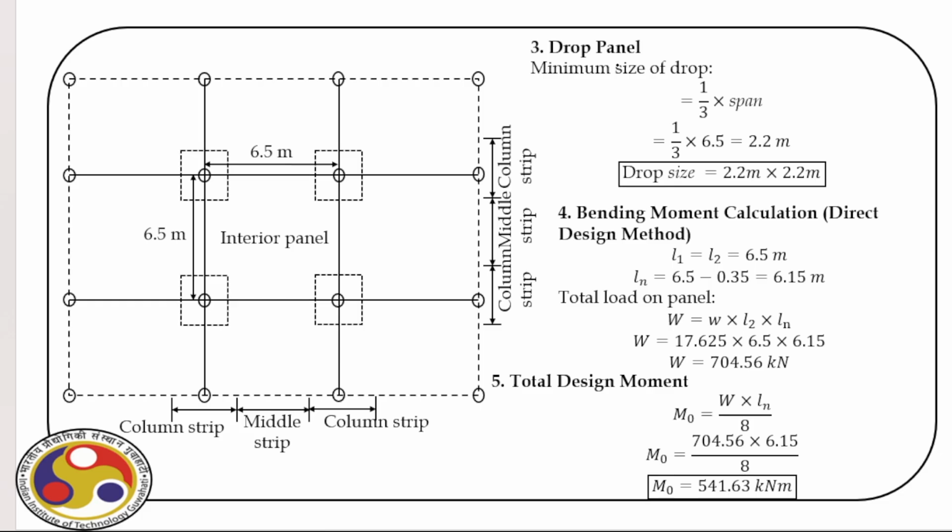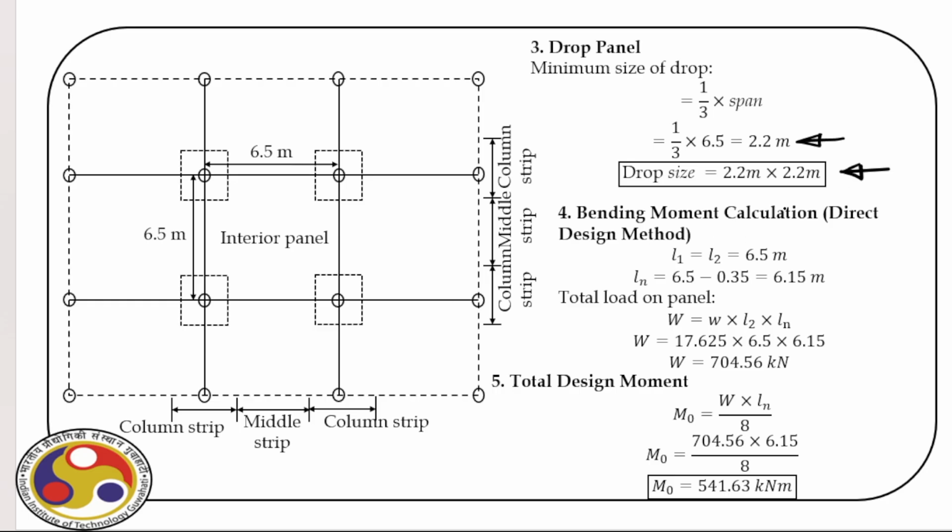Then we have to design the drop panel. Minimum size, recall, 1/3 of the span. So 1/3 times 6.5, so it is 2.2. That is the size of the drop panel. So we have a drop size of 2.2 into 2.2. Right. So the drop is designed.